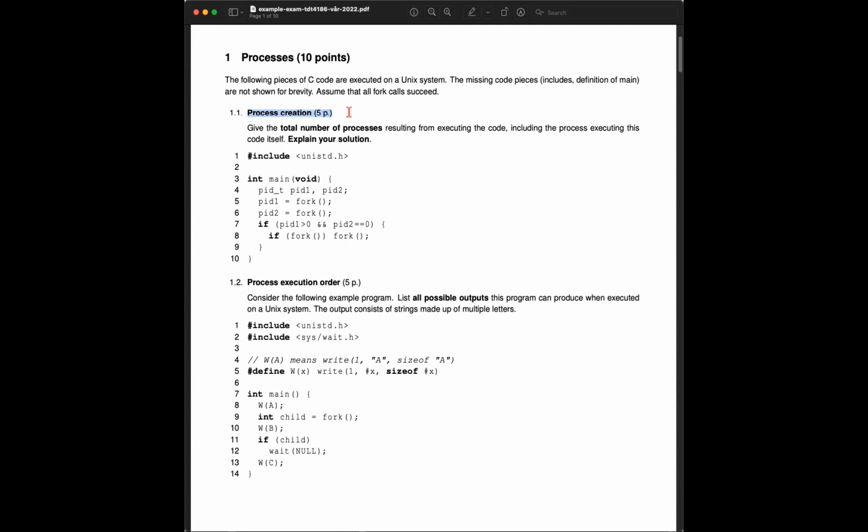So here first we talk about process creation, and we always give the points. Usually I try to create tasks that are about 10 points each. Here I think we have 8 questions giving 10 points each. So it takes approximately the same time to achieve 1 point. Of course, you can't time it perfectly, but that's the way we're trying to do it.